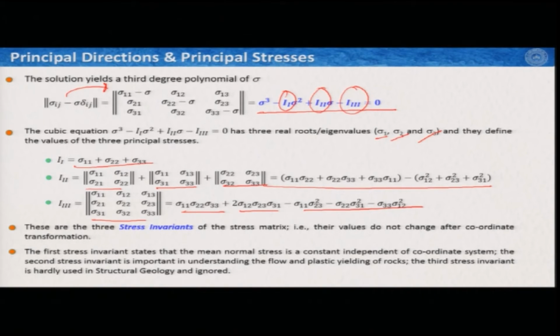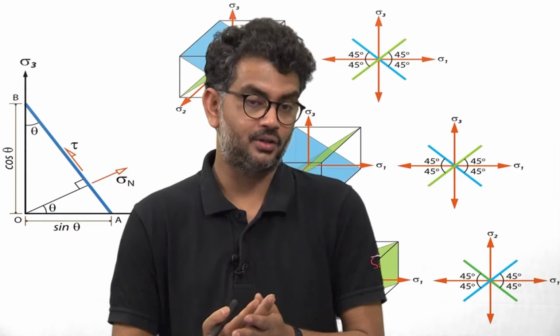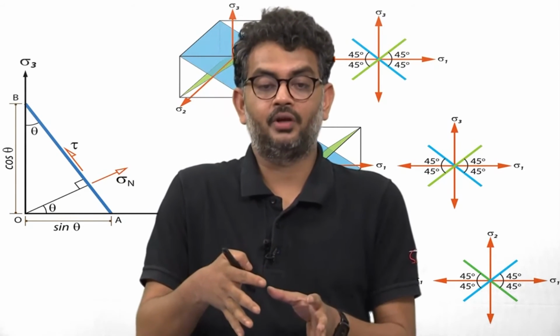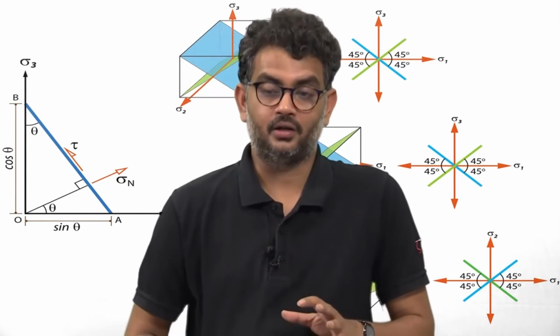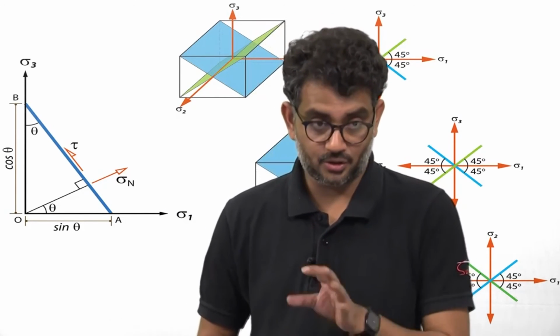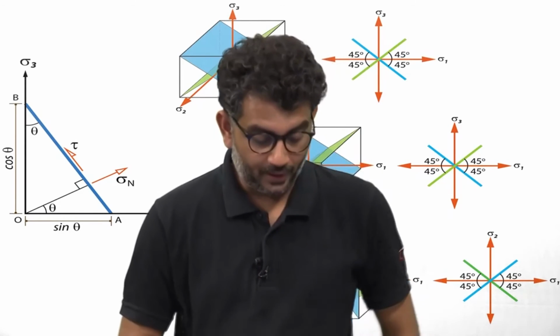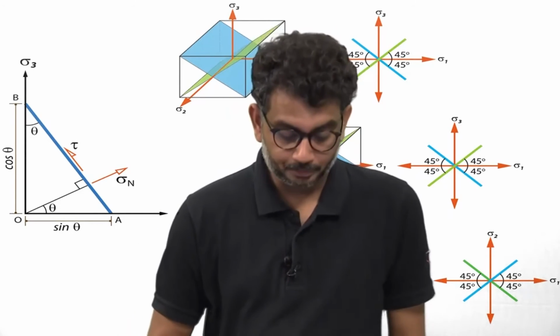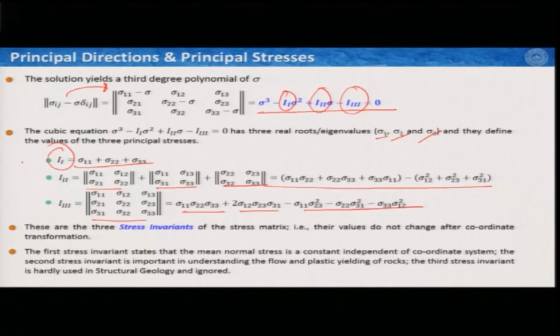And most important, their values also do not change with the coordinate transformation. That means you are not deforming your material, but if you are transforming your coordinates, these values would remain constant. So, these are some sort of characteristics, but these are not eigenvalues. Now, the first one, I1, is the stress invariant that is the mean normal stress, and it is a constant independent of the coordinate system. We will learn soon what mean normal stress is.